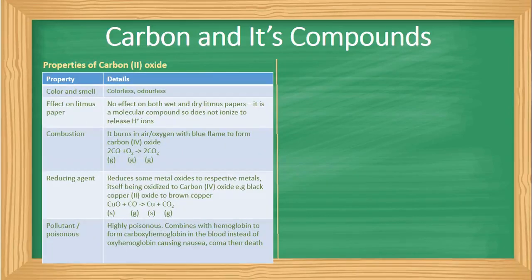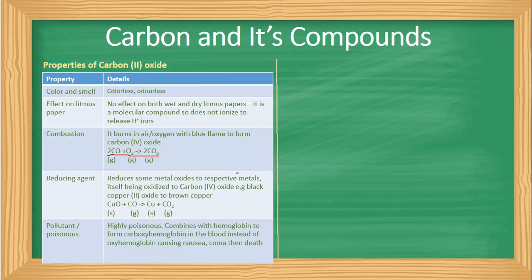Let us look at the properties of carbon 2 oxide. One, the color and smell. It's colorless and odorless. Effect on litmus paper: no effect, whether it's wet or dry, whether red or blue, because it is a molecular compound and so does not ionize to release hydrogen ions. In terms of combustion, it burns in air or oxygen with a blue flame to form carbon 4 oxide, as per the equation you can see here being displayed.